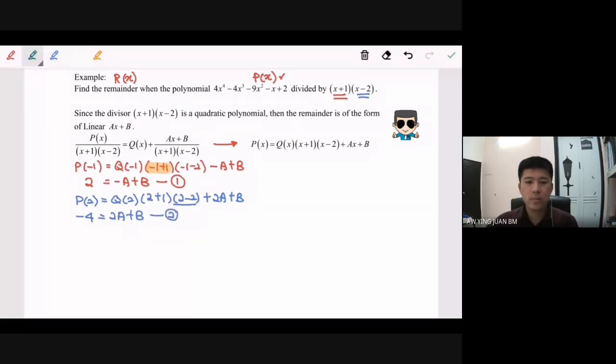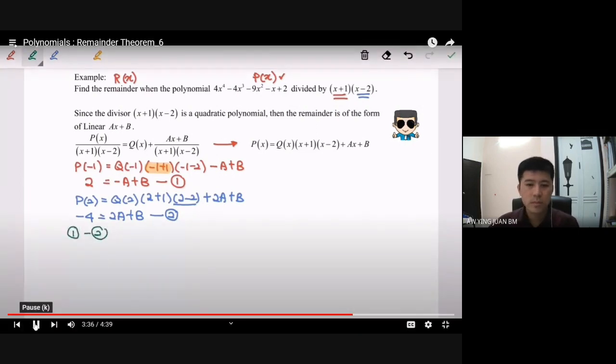By doing the simultaneous equation, I'm going to minus the first equation minus the second equation. So I will have 2 minus negative 4.